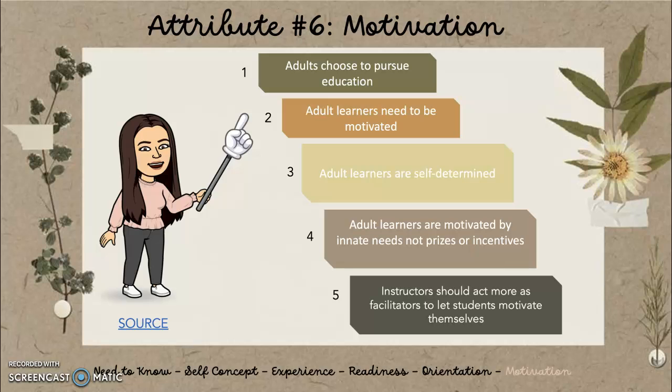The sixth and final principle is motivation. Adult learners need to be motivated and are very self-determined. They have an innate need for learning that allows them to motivate themselves.